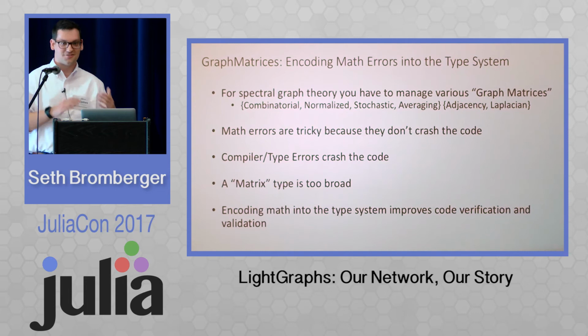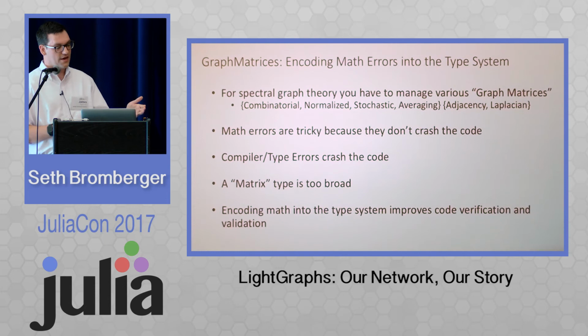So then these matrices allow you to do a compile time check of, am I using the matrix I think I'm using, right? Because if I stick one of these matrices into a function that expects a different type and they're just sparse matrices, then it'll work, but I'll get the wrong numbers. So now you get compiler or type errors that crash the code and let you know, here's a problem.